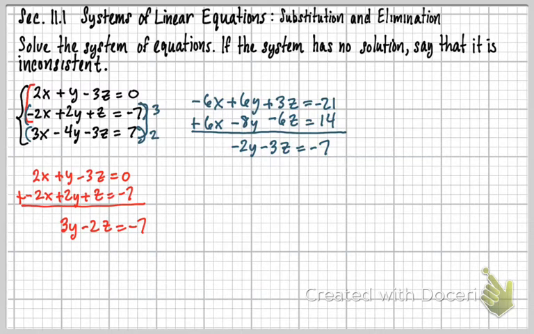So I'm going to take this one here, and I'm going to multiply it by 3. I'm going to take this one here and multiply it by 2. So I'm going to take this one here first, and I'm going to multiply it out. So that's going to be 6y minus 4z equals negative 14. Okay, and then for the other one here, that's going to be negative 6y minus 9z, and that equals negative 21.